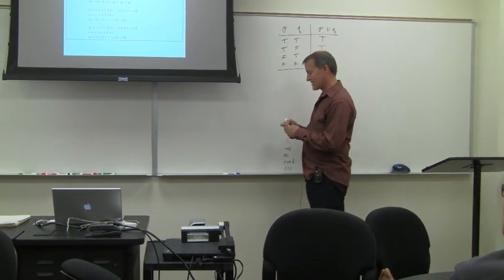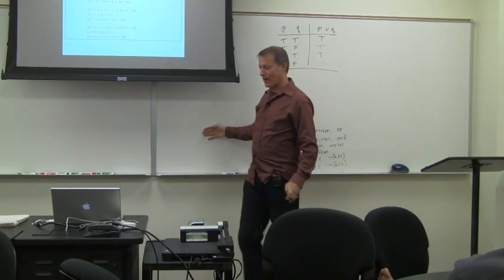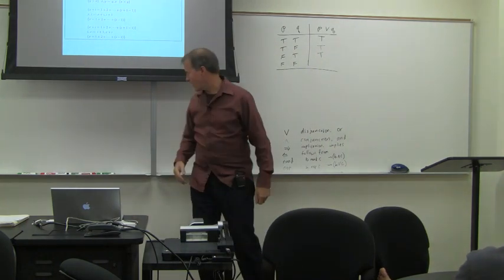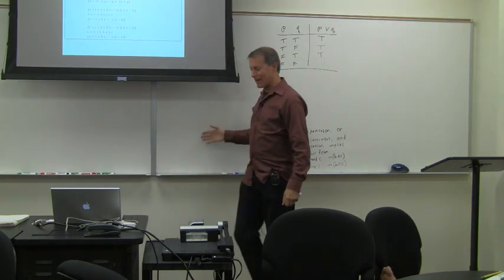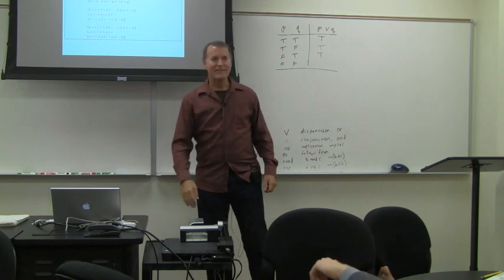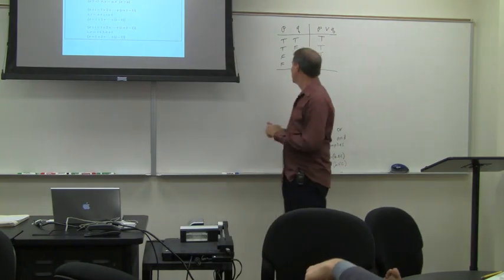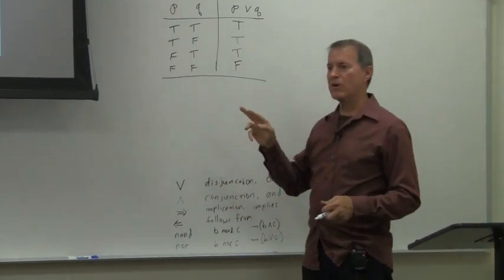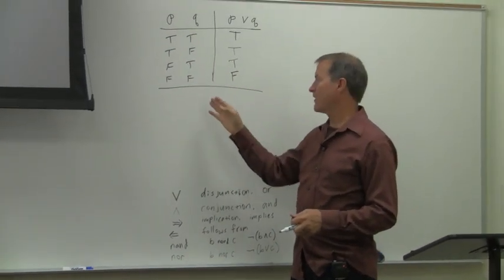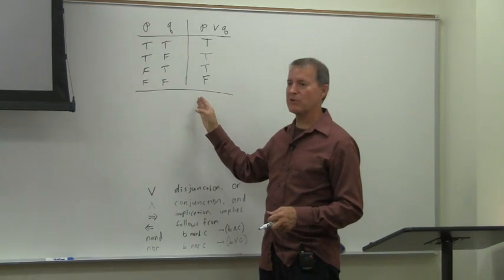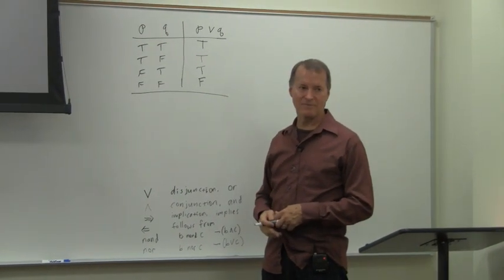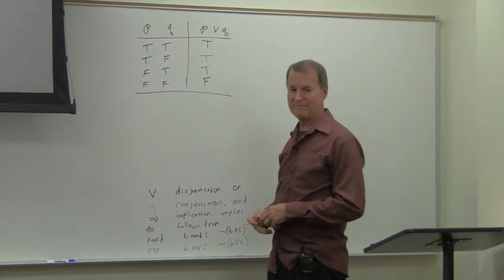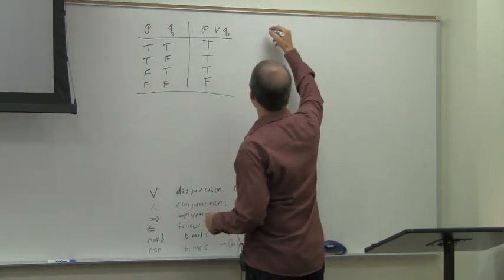And now suppose I say the board is red or the desk is green. False. That's false. So how does or work? If one's true, they're all true. If just one, either one or both are true, they're true. And the only way the whole thing can be false is if they're both false. Is that clear? Are we good? Yeah.